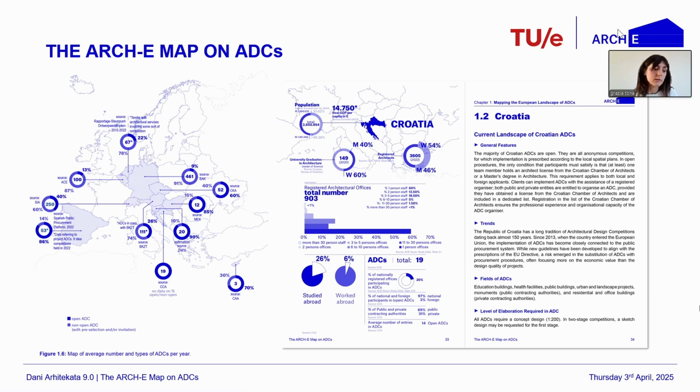This data, the comparative maps that you see here on the left, is then detailed by more information in what we call country profiles. So, textual information that details what the general features of the competition are in each specific country, what the trends are, how this has changed over time, but also what the legislative and regulatory base behind each competition system is, as well as the role of chambers in the organization, implementation, and regulation of competitions.